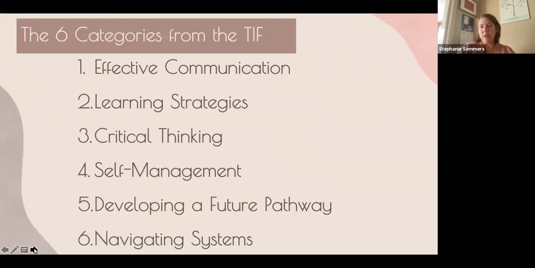So there are 6 categories in the TIF: effective communication, learning strategies, critical thinking, self-management, developing a future pathway, and navigating systems. The TIF, again, is the product that was developed out of this initiative. The project itself is called ACES, which stands for Academic, Career, and Employability Skills. And along with the CCRS and North Star Digital Literacy, it makes up one of the 3 sets of Minnesota ABE content standards.